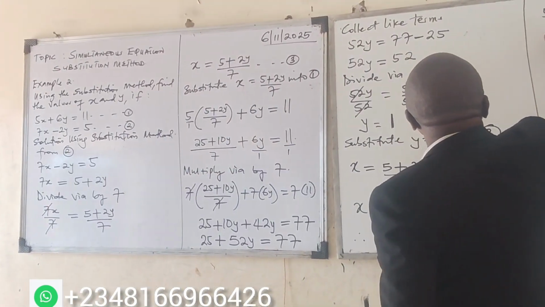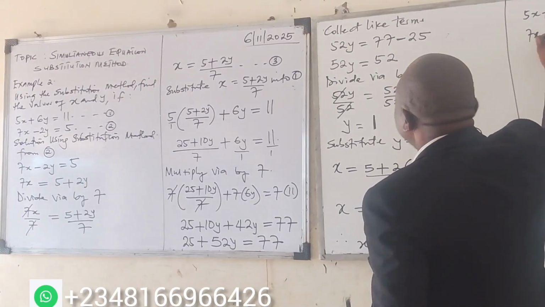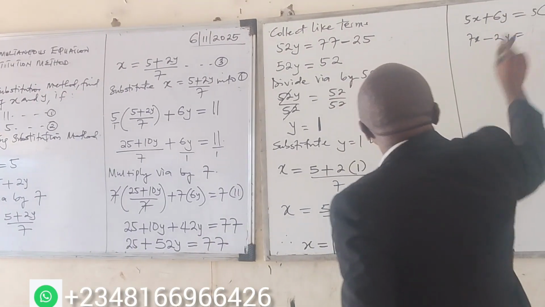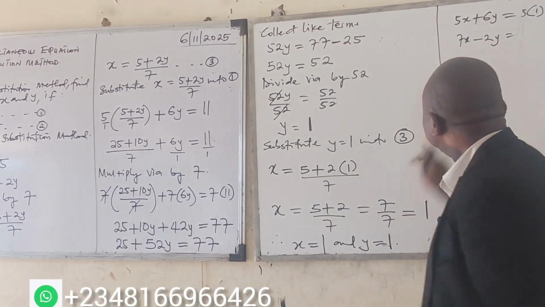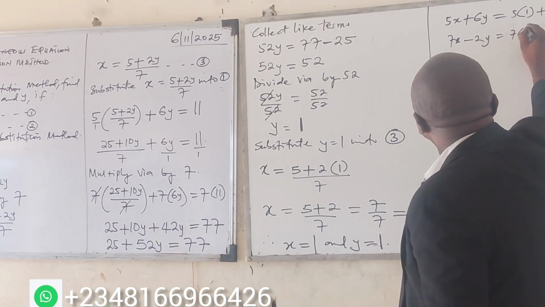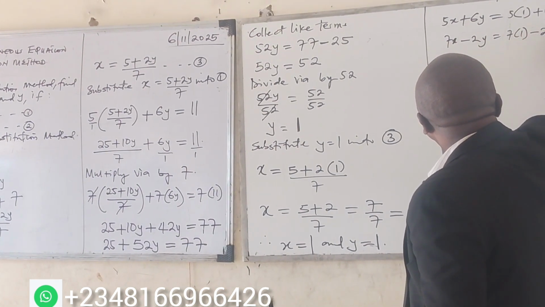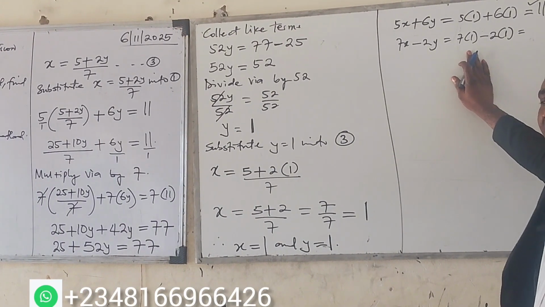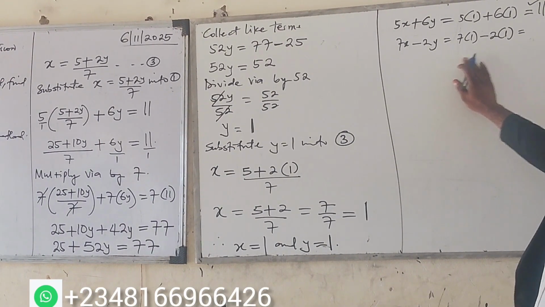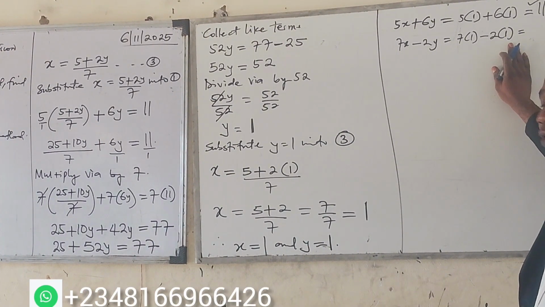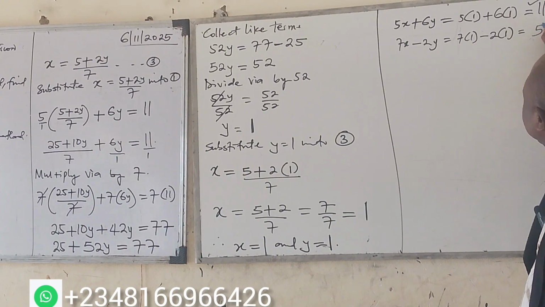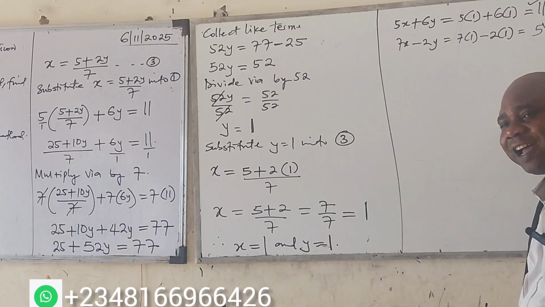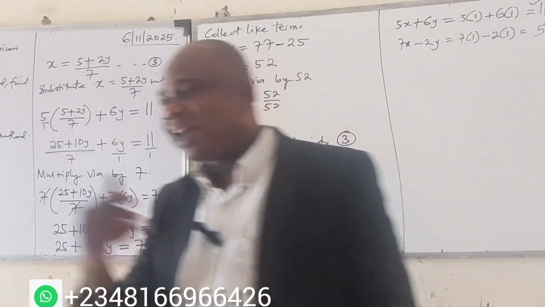Now let's check equation 2. We have 7x minus 2y. Now remember we said the value of x is 1. Here we have 7 in bracket 1 minus 2 in bracket 1. Now let's see, 7 times 1 is 7. 2 times 1 is 2. 7 minus 2 is 5. So we can see that the values of x and y are equal to 1 and 1.